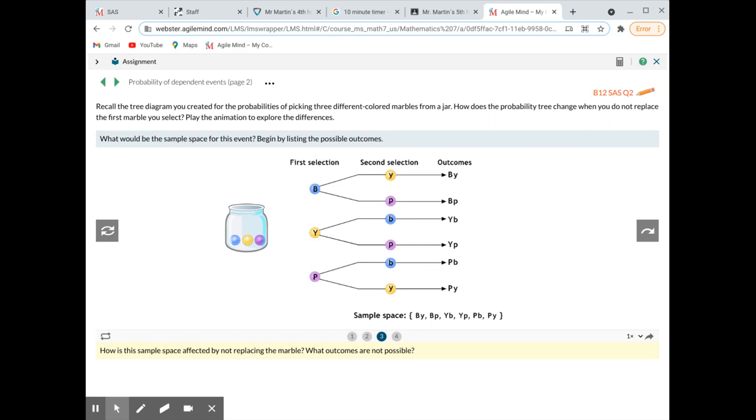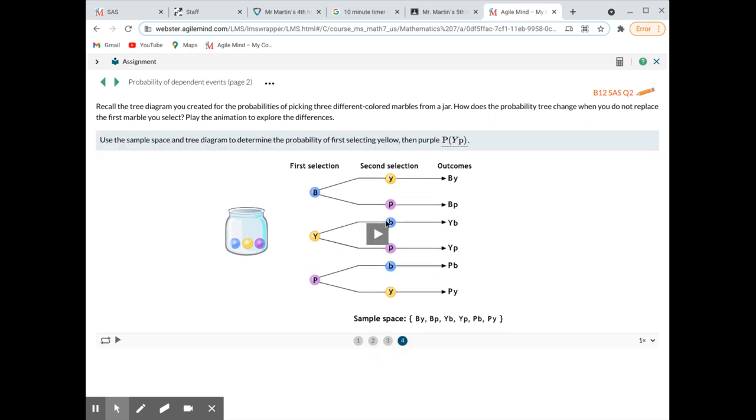Now, what would be the possible outcome for getting a yellow purple? What is the chance, or what is the theoretical probability, that we will get a yellow purple? How would you determine that? How many yellow purples are there? Say it again. 1/6. Why?